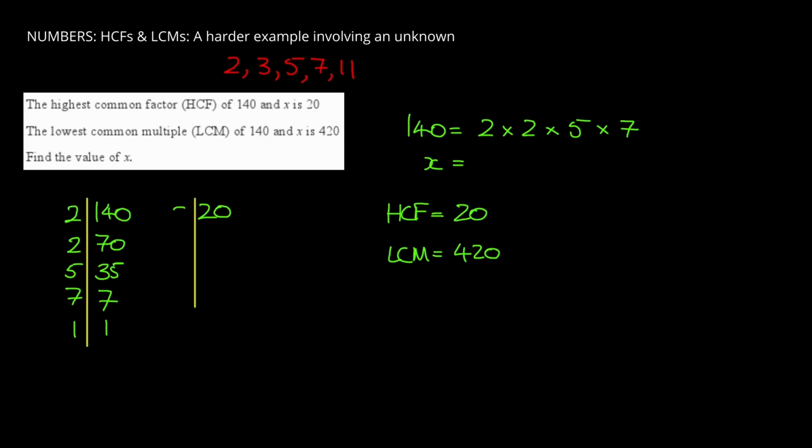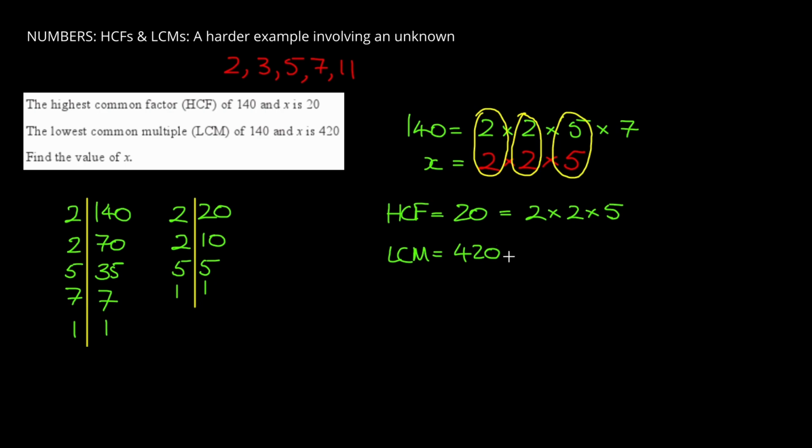20 is even, so a 2 goes here. 10 is also even. 5's a prime, 1, 1. So we know that 20 is equal to 2 times 2 times 5. So we know that 2 times 2 times 5 must be common to both. I can write that x must have these factors as well, because these are the factors you would have grouped.